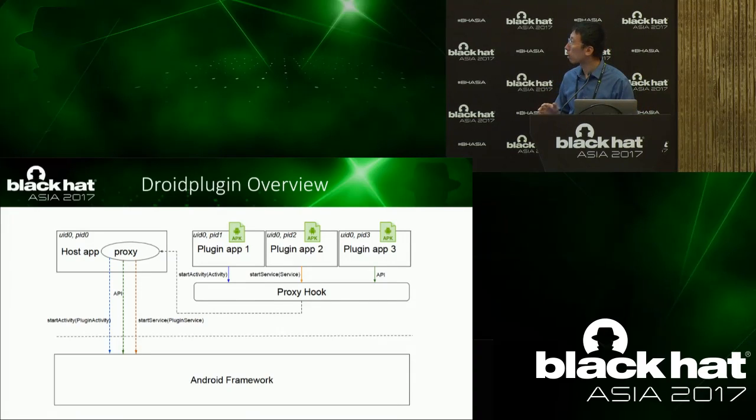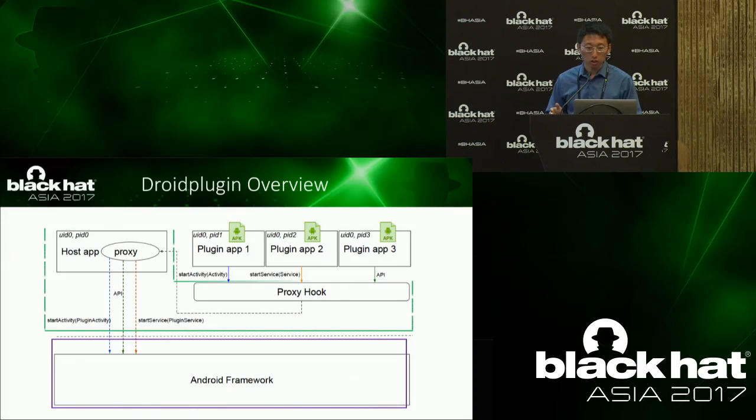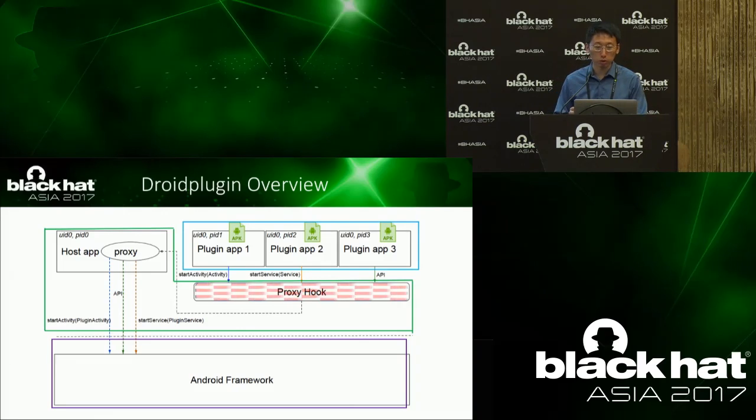This figure shows the high-level picture of how Joint plugin works. It involves three major parts: the Android framework, the host app with the Joint plugin SDK, and the plugin apps as each individual APK file on the file system. The key part of the whole system is a component called a proxy hook, which is located between the plugin file and the system.